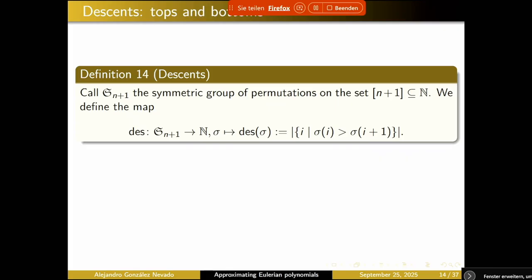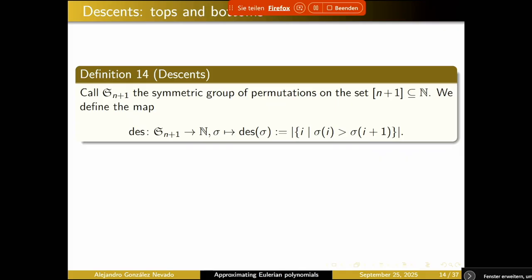So you have the two-line notation of a permutation, right? That tells you where you send 1 to 2, 2 to 1, and 3 to 3, right? So you forget about this because this is clear, and then you keep the one-line notation, and these are your sigma i's. And a descent happens when sigma i is bigger than sigma i plus 1.